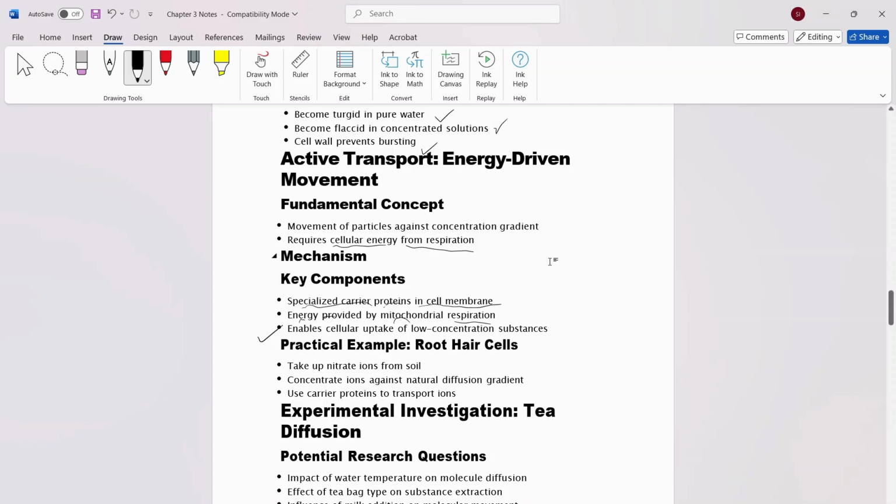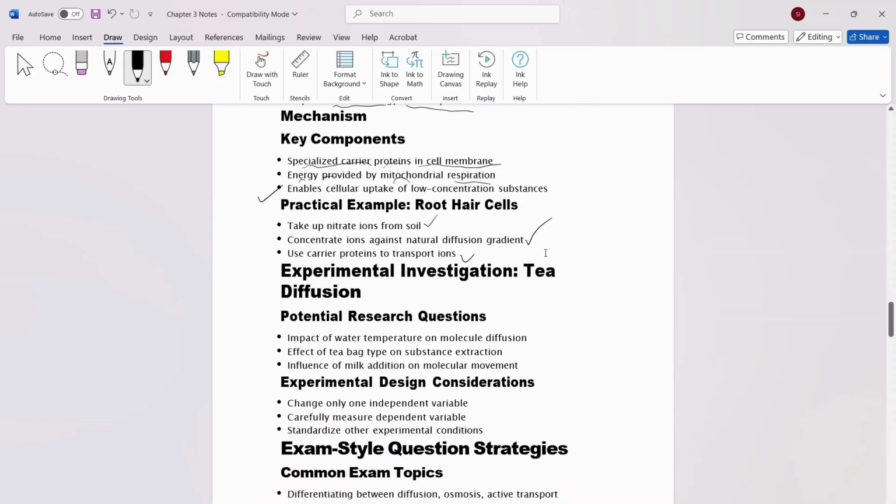Practical example, we have root hair cells that take up nitrate ions from soil, concentrate ions against the natural diffusion gradient, and use carrier proteins to transport ions.